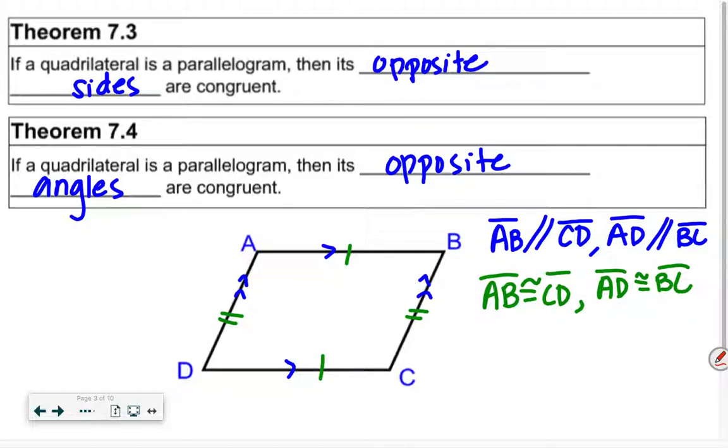And then the opposite angles are congruent. Who can raise their hand and give me an example of opposite angles in this picture? Savannah? Very good. A and C. And I'm allowed to just call them A and C because there's only one angle there. So A and C. And then, what else? B and D.